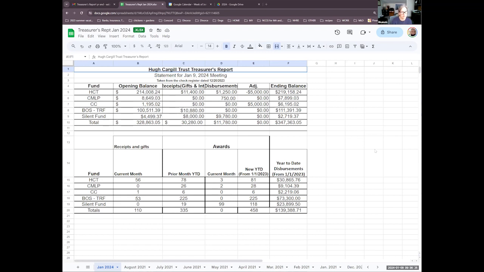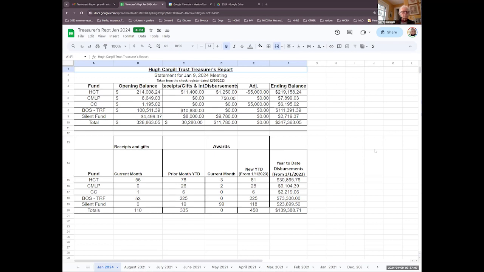Let's see, I'm going to take a quick look at it. You'll see in the top portion there's a column called adjustments. The 5,000 comes out of the Hugh Cargill and 5,000 goes into the Concord Cares. That's what we approved last month. The other thing I'll note is I have to make a correction to the tax relief fund year-to-date disbursements when I was doing the annual report. That should be 73,125, not 73,300, but that's the only change to that.